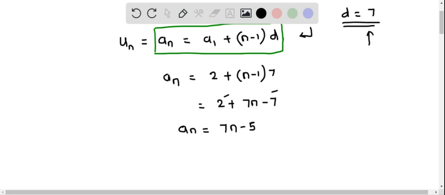Otherwise, we can also write this an as un also. This is equal to 7n minus 5. So this is the general nth term of this sequence.